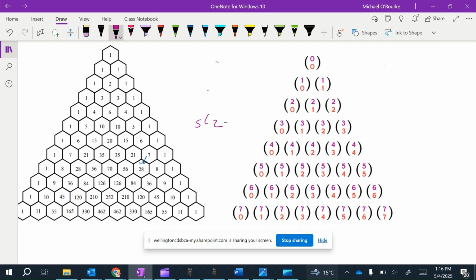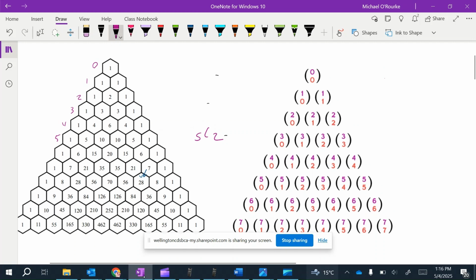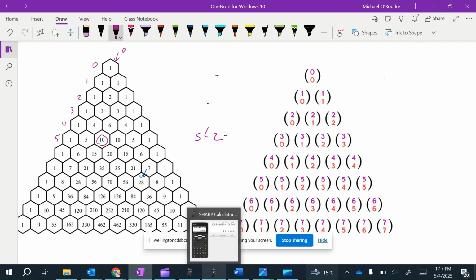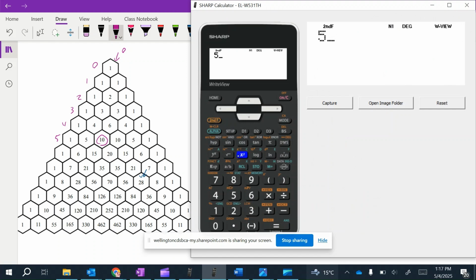Now, if we remember, this is row 0, 1, 2, 3, 4, 5. And this is column 0 going this way. So it was 0, 1, 2, 3, 4, 5. So 5C2 is going to be right here. Okay. So if I go to my calculator and go 5C2, I'm going to get 10, which is right there.